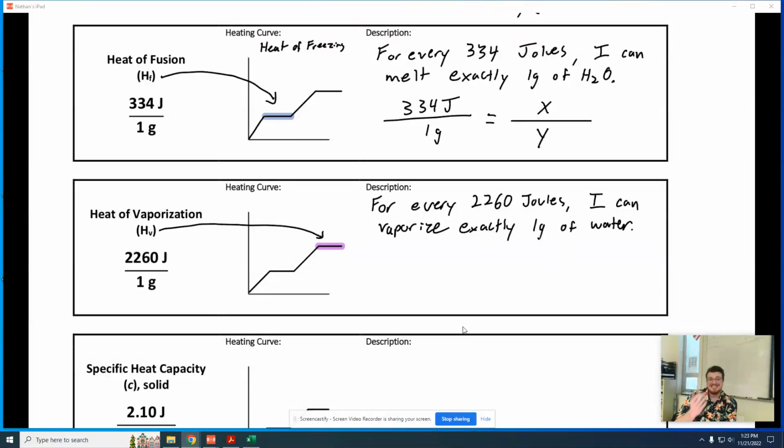So again, I could take this heat of vaporization and write it as a ratio: 2,260 joules for every 1 gram. I could set that equal to either the amount of energy over the mass, or the unknown amount of energy over the known amount of mass, and solve for any of the pieces that I'm missing. So the heat of fusion and the heat of vaporization are linked to each other because they both involve these phase changes.